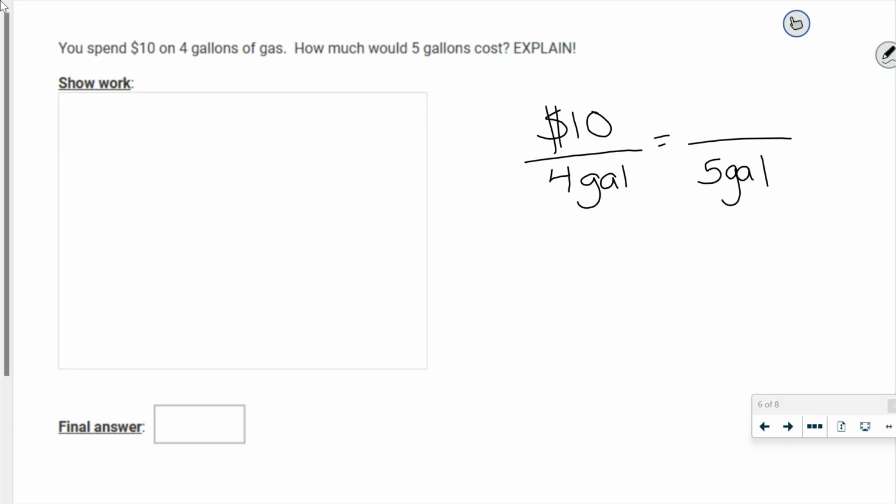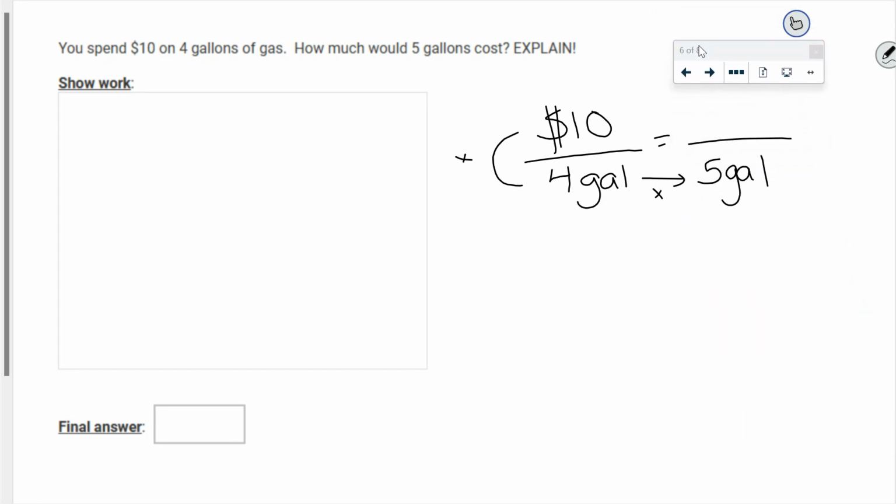So I'm looking here, and what I notice is that we do not see a pattern because we can't go from 4 to 5. That pattern is blocked because there's no whole number. And then we can't go from 10 to 4. That route is also blocked. So what we need to do is find first the price of 1 gallon. And to do that, we're going to divide by 4.